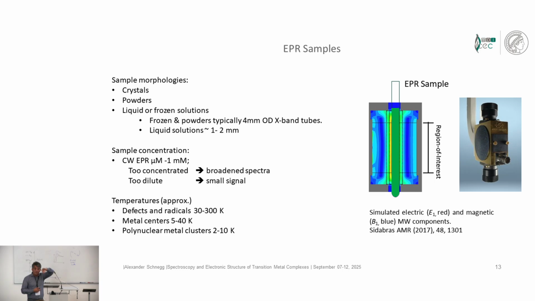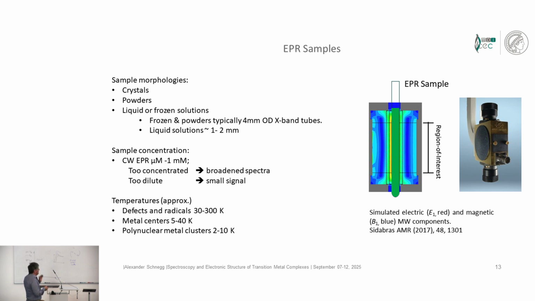You can rotate the crystals in the resonator. I'll show an example later why this can be very useful. You can just fill in powders or liquid and frozen solutions. If you are using liquid solutions, you have to use narrower EPR tubes because they damp the microwave field. Sample concentrations are typically in the micromolar to millimolar range. Like in many spectroscopies, the more sample you have, the stronger your signal gets, but you may get coupling between the neighboring electron spins, and this makes your line width broader and may blur your spectrum.